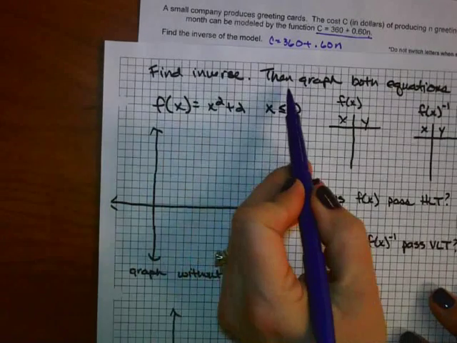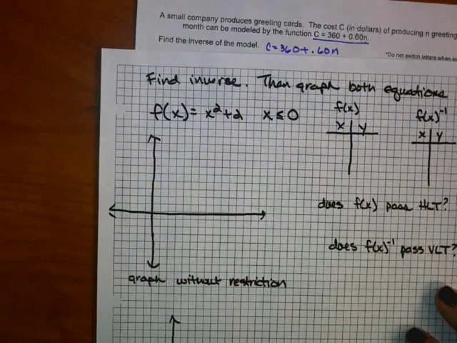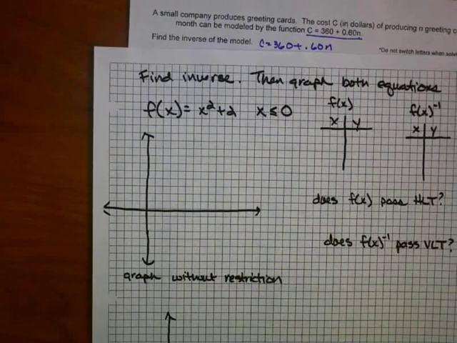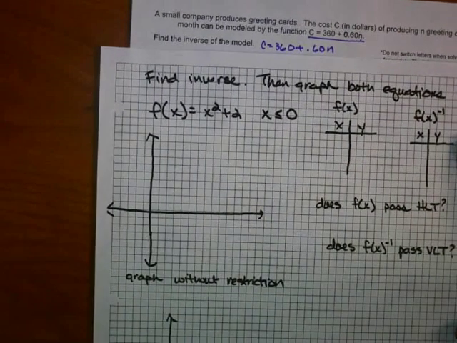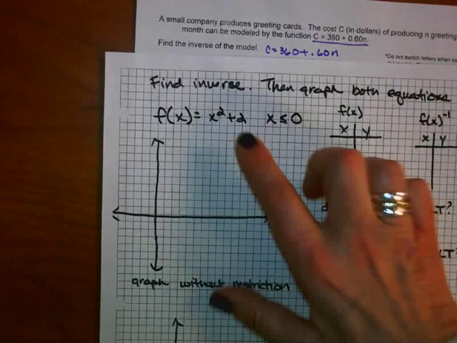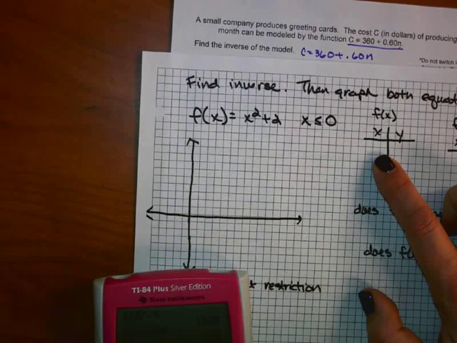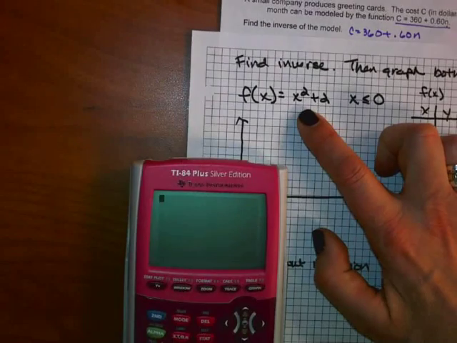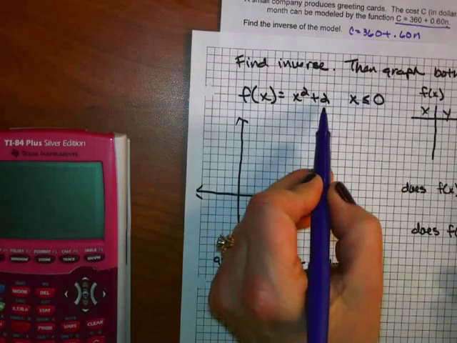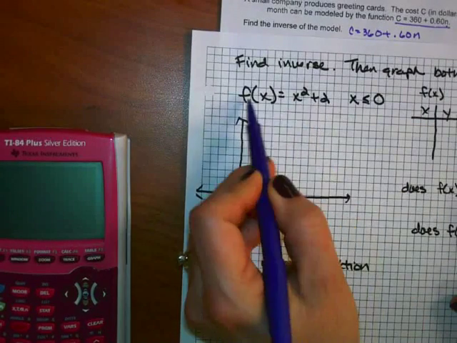So find the inverse, then graph both equations. Here's what I want you to do. First thing, let's put this in the calculator and get some points. We really don't need to put it in the calculator. We could do it by hand. But let's put x squared plus 2. That's my f of x.